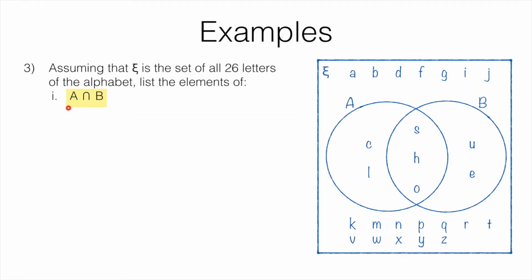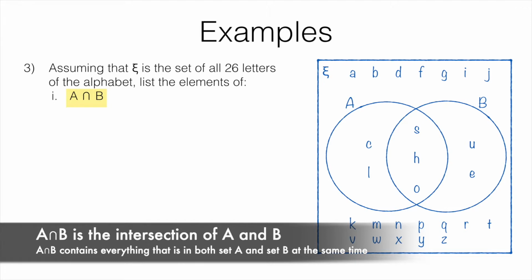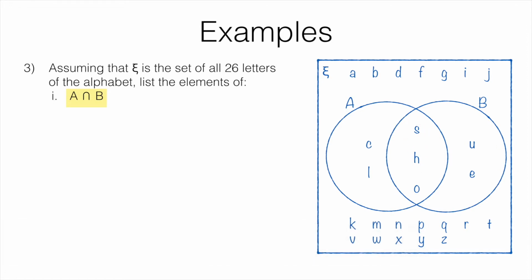Let's look at the first part of this question then. We need to list the elements of A intersection B. That's what this symbol means. We're looking for the intersection of A and B. And what that means is we're looking for the set of elements that belong to A and belong to B at the same time. So what elements belong to A and to B at the same time? Well, it's simply these ones in here. So the answer to this question is simply the set containing S, H, and O.